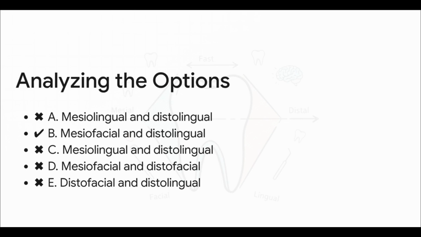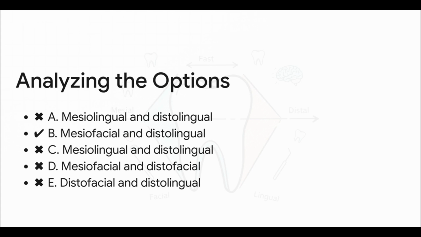Let's look at B. Mesiofacial. Yes, that's one of our acute angles. And the other is distolingual. Yes, that's our other acute angle. B is looking like our winner. Just to be 100% sure, let's check D. Mesiofacial is acute, that's correct, but distofacial is obtuse. So D is out. It's got to be B.